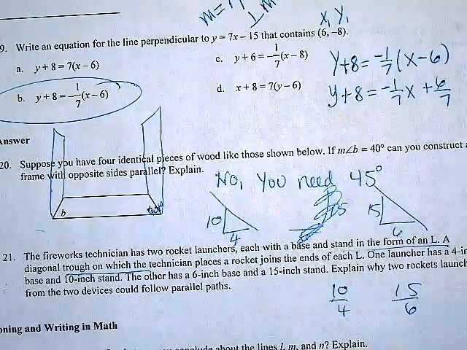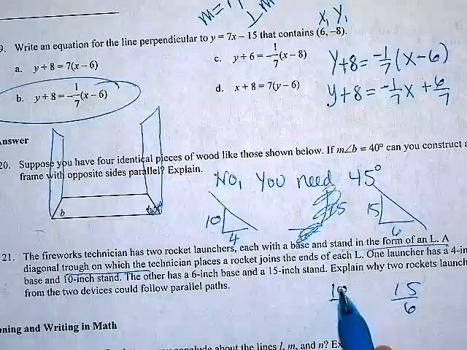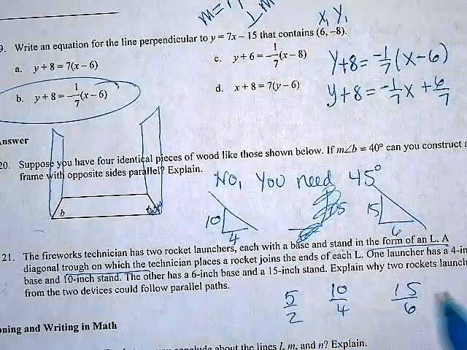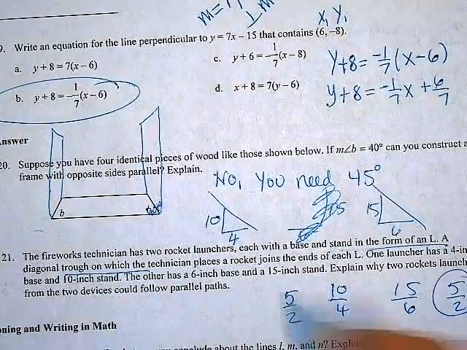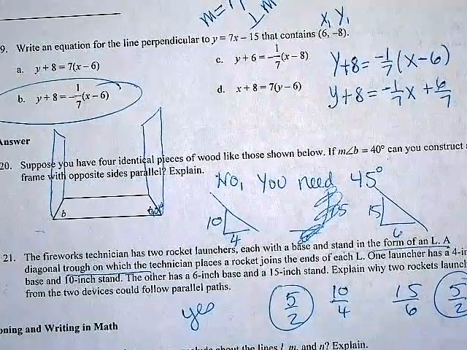Are they the same? 2 goes into 10 five times, so 5 over 2. And 5 over 2. So yes. How do I know? You can explain because they have the same slope.